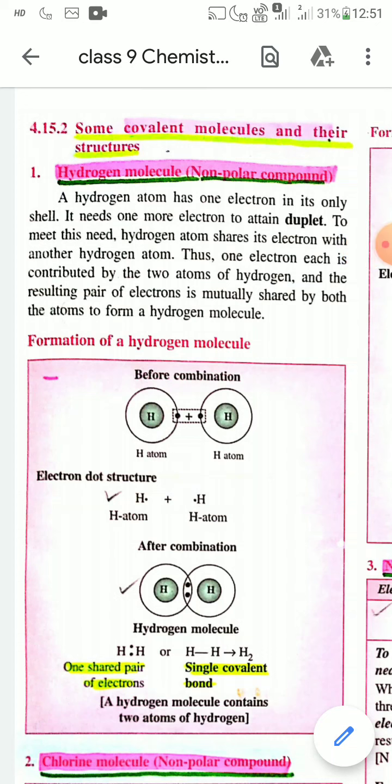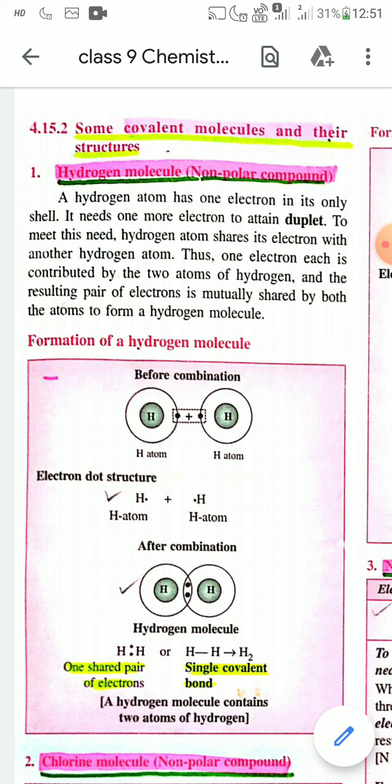Today, I'll discuss some covalent molecules and their structure, that is, how covalent bonds are formed between two combining atoms in a molecule. You know, covalent bonds are formed by sharing of electrons.